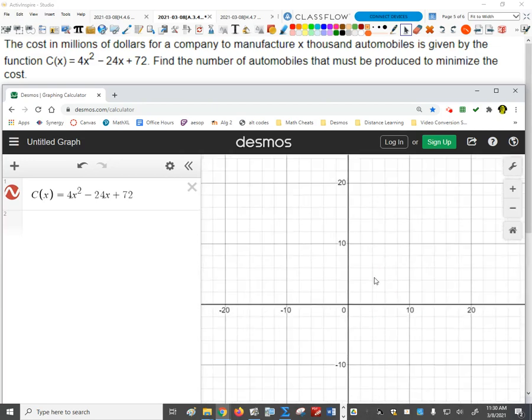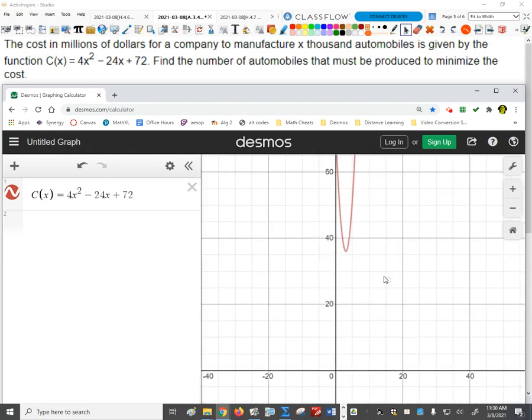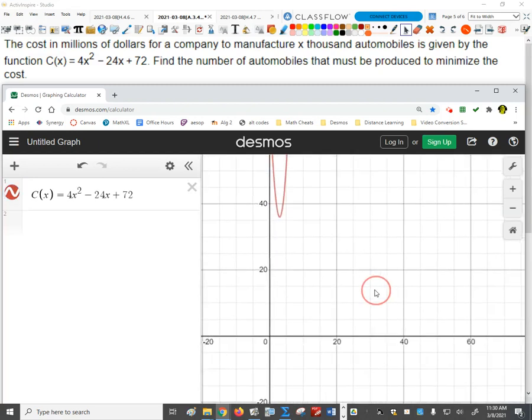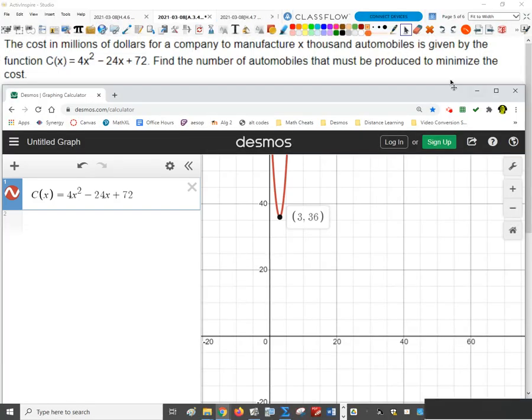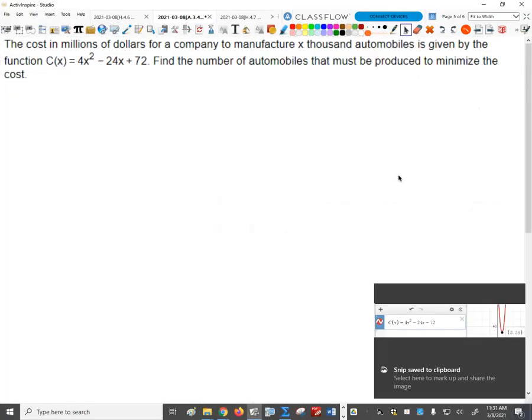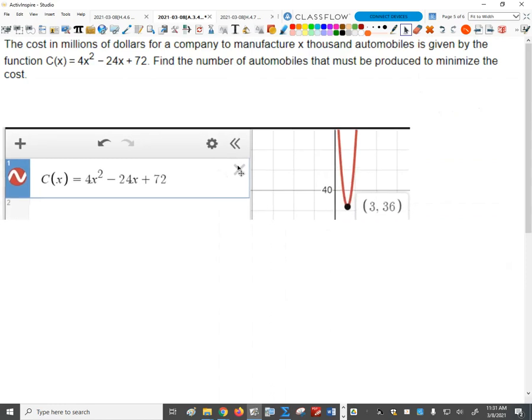If I just zoom out a little bit from my home screen, I can see it is a parabola that opens up, and I can see the coordinates of the vertex are (3, 36), right? That tells me everything I need to know, doesn't it? What does that 3, 36 tell me? It says find the number of automobiles that must be produced to minimize the cost. What's my answer going to be?